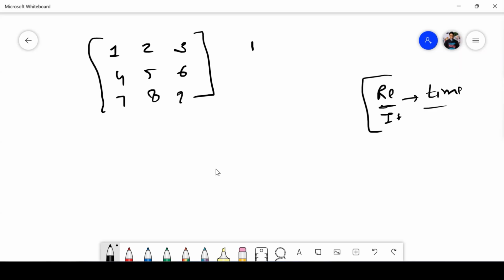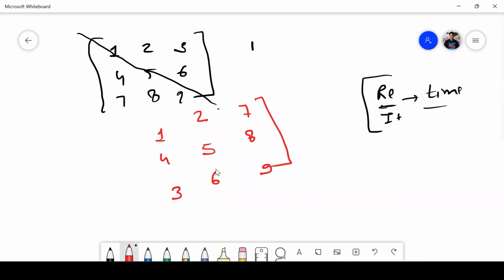ठीक है, let's think about first taking a transpose about this principal diagonal. If I take the transpose along this principal diagonal, how is it going to look like? 1, 5, 9, 4 and 2 replaced, 7 and 3 replaced, 6 and 8 replaced. Okay, so this is how your input is going to look like right now.